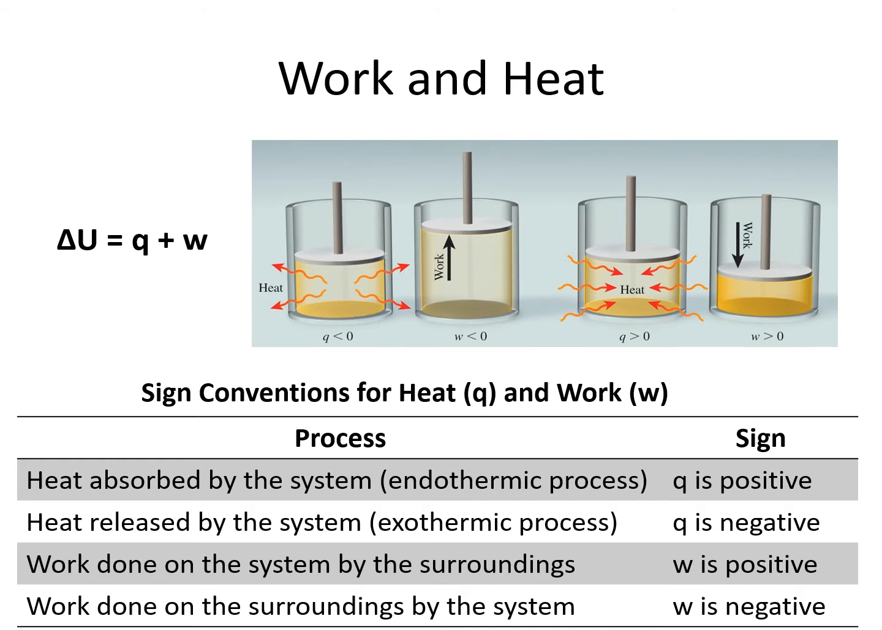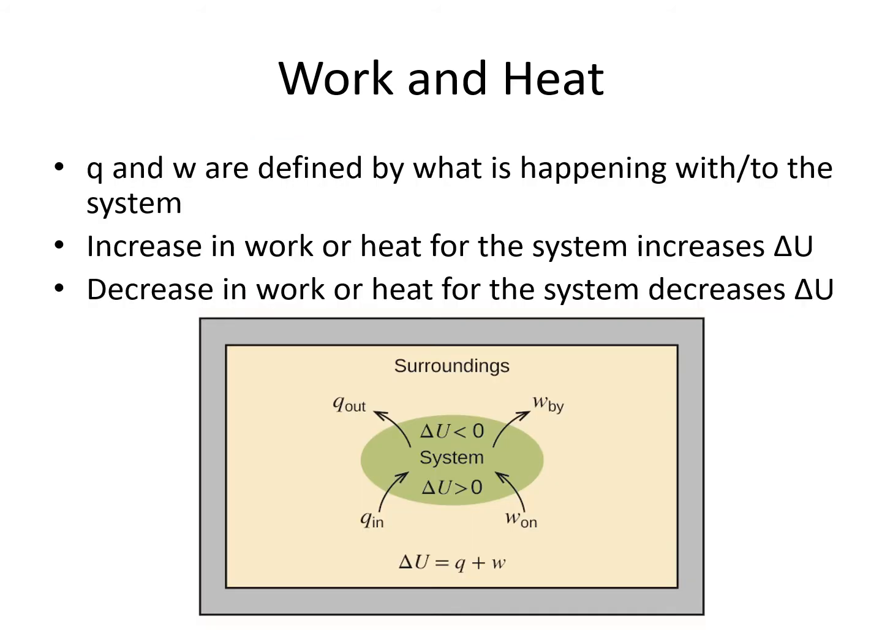So we can look at our word problems, and based on what is happening to the system or the surroundings, we'll give it a positive or a negative sign for the Q and/or the W. So again, everything is based on what's happening to or with the system. So if there's an increase in work or heat for the system, the delta U for the system will increase. If there's a decrease in work or heat for the system, the delta U will decrease.